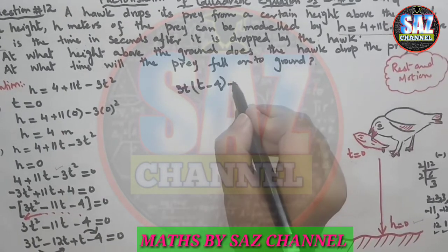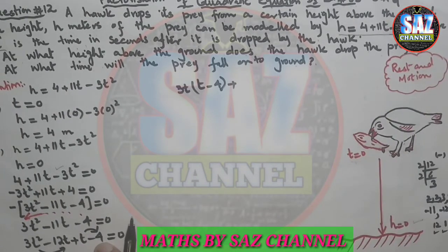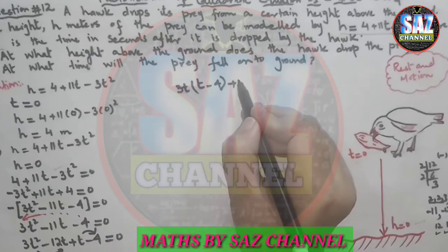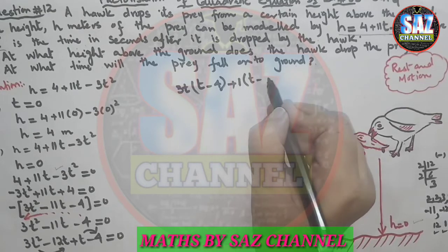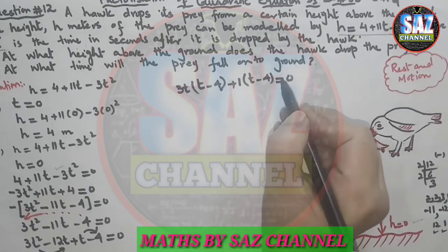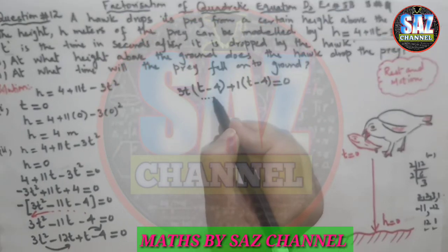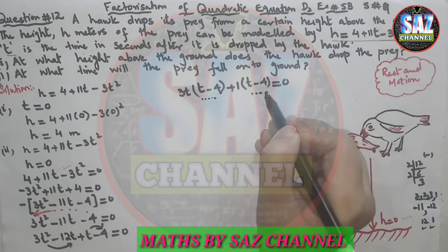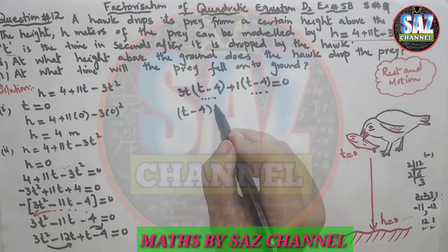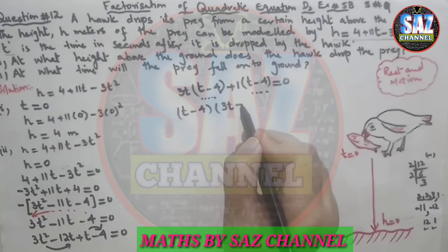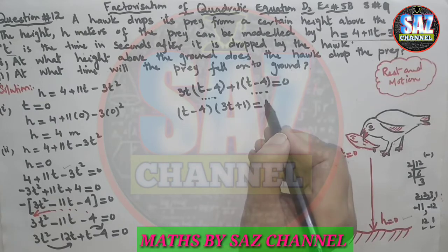Coming to the second part, that is t minus 4. Here we cannot see any common factor, but it's understood that 1 is the factor of all the numbers, so 1 will be out, and t minus 4 equals to 0. Look at t minus 4, this is the common group. Extract it out, pull it out, t minus 4 into 3t plus 1 equals to 0.